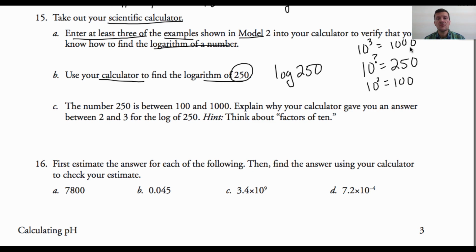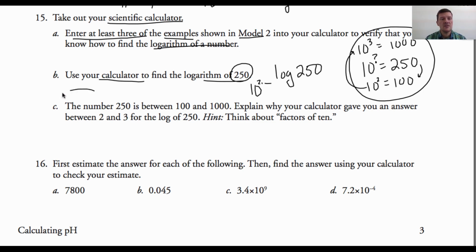So 250 is in between 100 and 1,000. It's closer to 100. So it's probably going to be 2.1 something, 2.2 maybe. It's closer to 100 than it is to 1,000. So you could even estimate just by comparing it between 10 squared and 10 cubed. You know that it's going to be 10 to something, 2 point something there. But ask your calculator, and you should be able to see what your actual answer is.